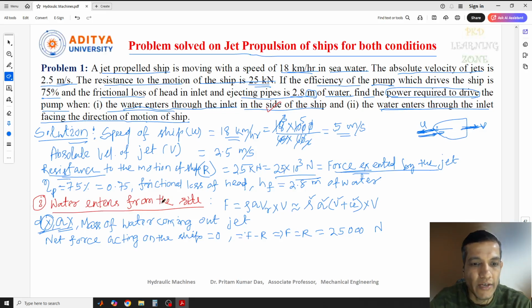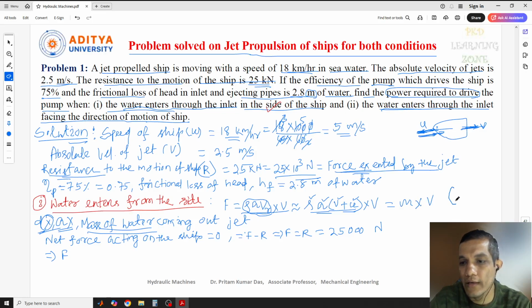Now the next term we need to find out. As I told you, the area is not given, so we are not able to calculate it. So we can go for the mass of water. From this force equation, I can write rho A V R, where I have mentioned V R as the relative velocity. On behalf of this, I can write M.